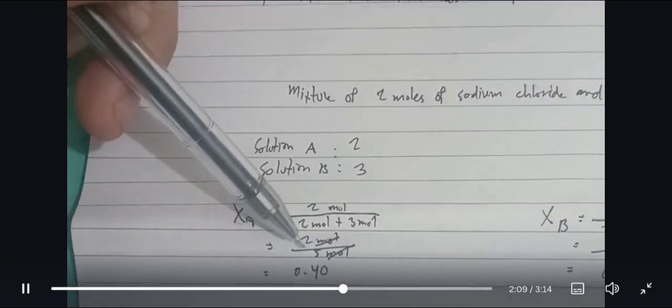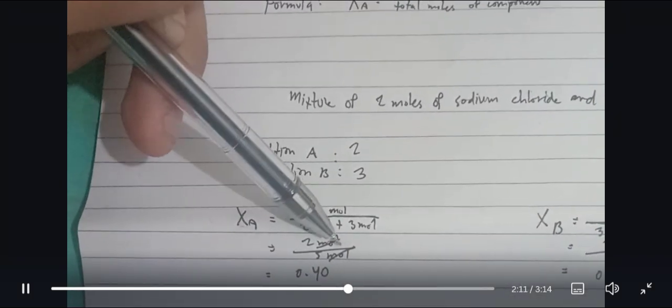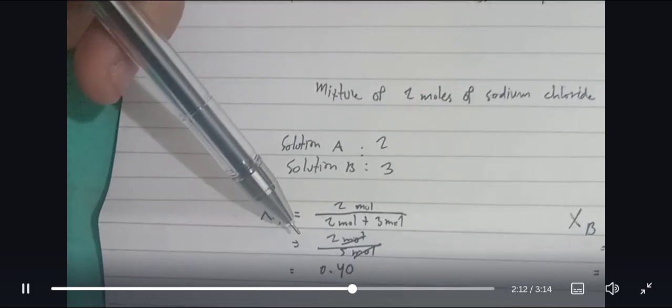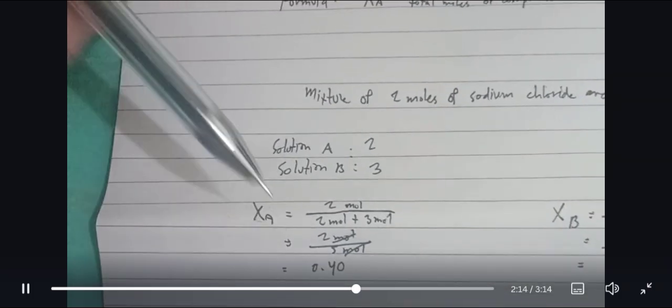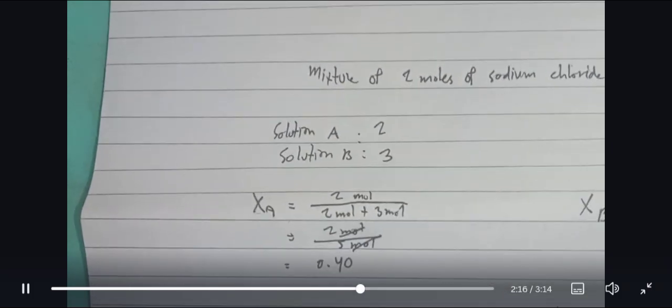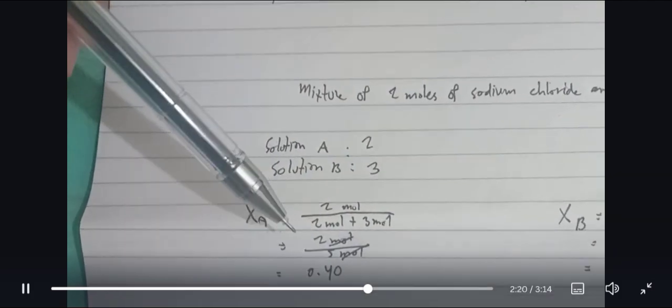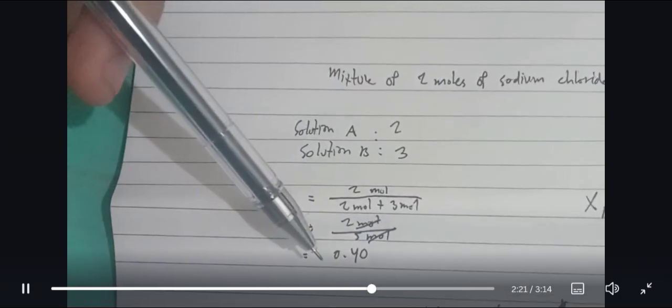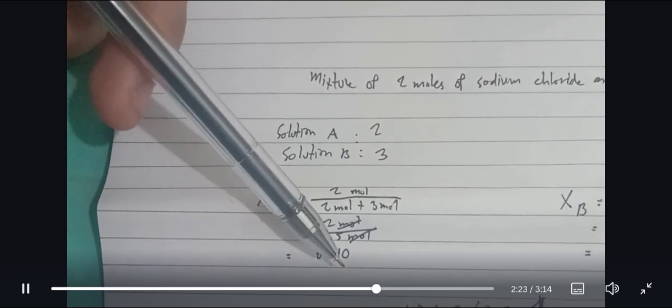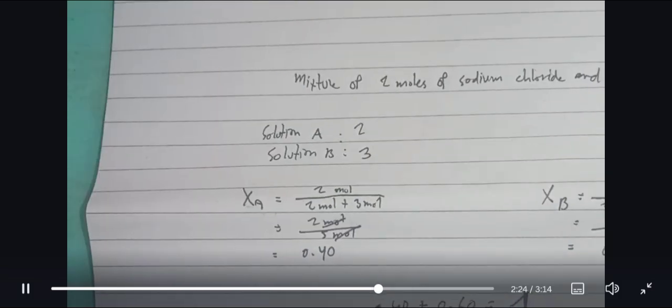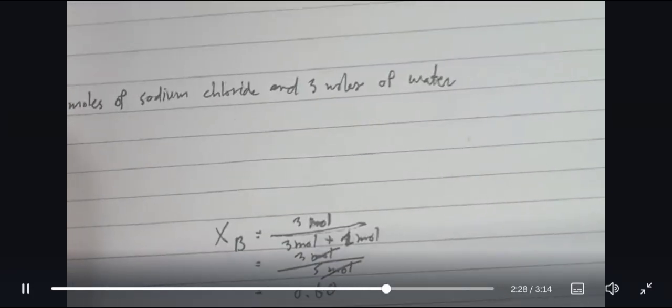We cross out the mole unit and divide it to 0.40. And take note that when dividing in mole fraction, the mole fraction will not have a unit. Now let's proceed to solution B.